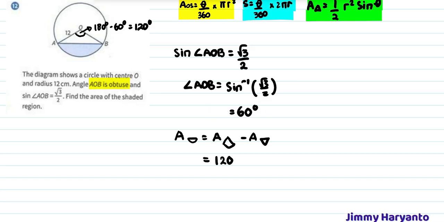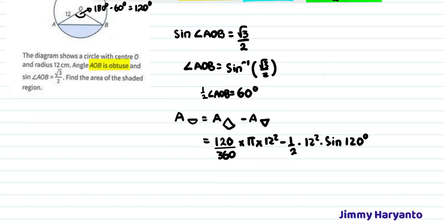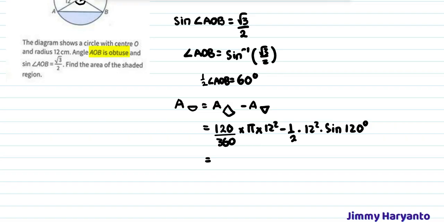Actually this one is not triangle AOB, this one is half of angle AOB, and the angle AOB itself is 120, divided by 360 times pi times r square, 12 square, minus half times, use this formula, r square, which is 12 square, times sine theta. The theta is 120 degrees. We only have to calculate this, and the final result is 88.4 centimeter square.